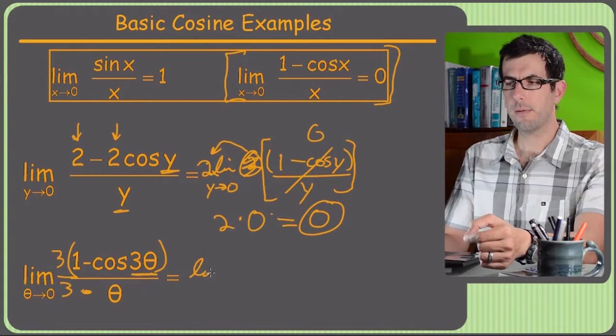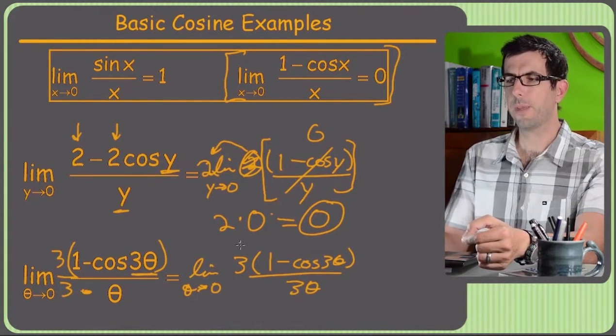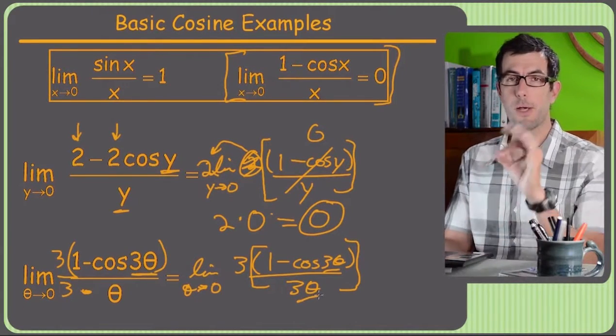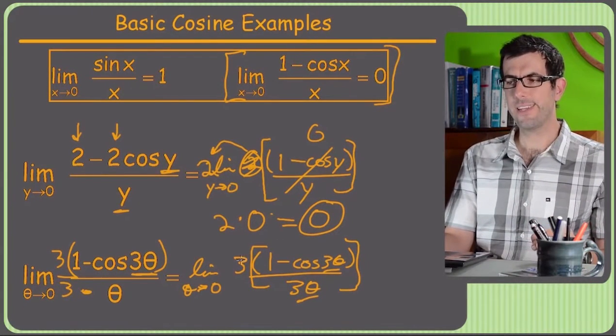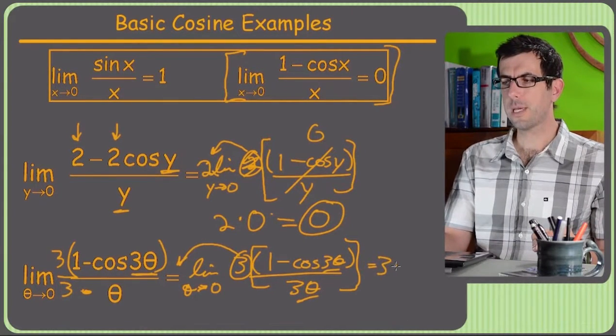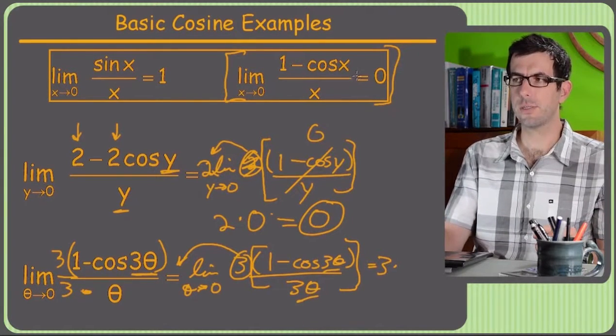So now I've got the limit as theta approaches 0 of 3 times 1 minus cosine 3 theta all over 3 theta. So now this looks perfect. I've got 1 minus cosine 3 theta over 3 theta. The 3 thetas match, so I'm all set there. I've just got to move this 3 out front. So I'll end up with 3 times, and then the limit of all this cosine junk is now just 0 because this exactly matches the theorem up here.